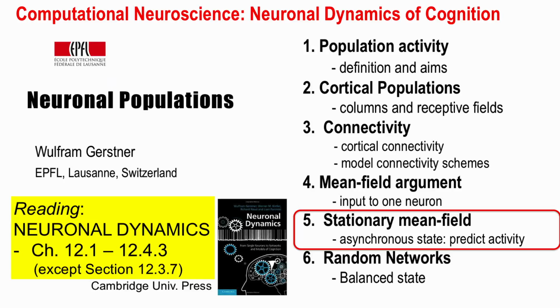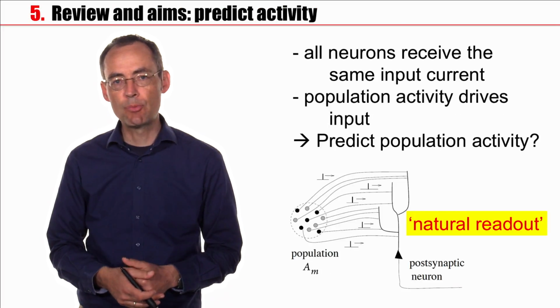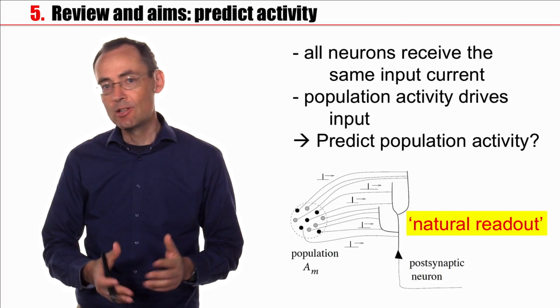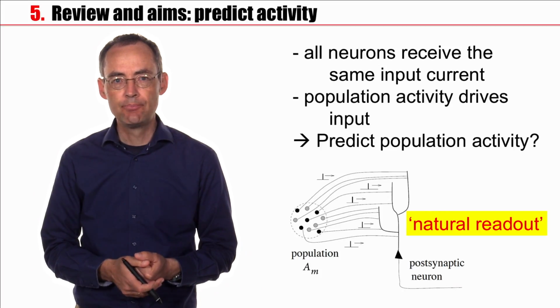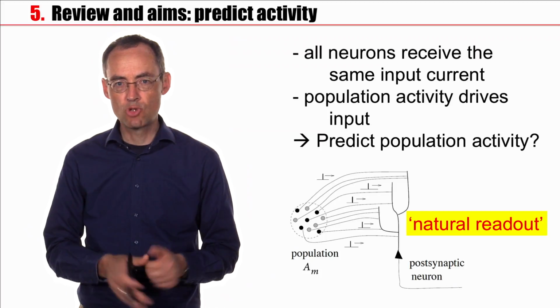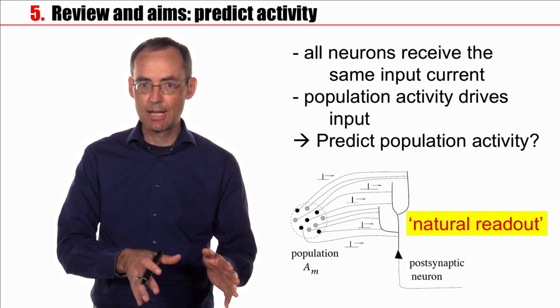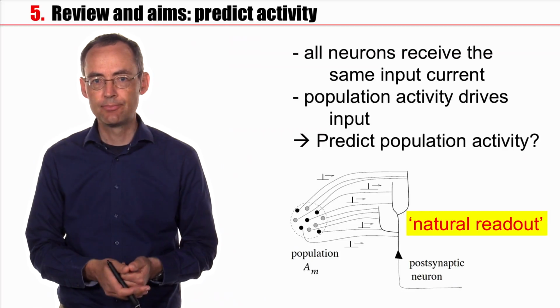Welcome back to the class Computational Neuroscience, Neuronal Dynamics of Cognition. We are in the middle of our discussion of population activity, and we need just to do a little bit more math to continue. Our aim is to predict the population activity just from neuronal parameters and the connectivity parameters. The question is, can we do this?